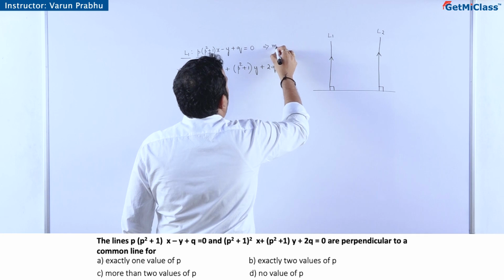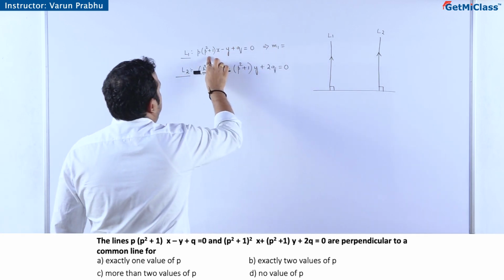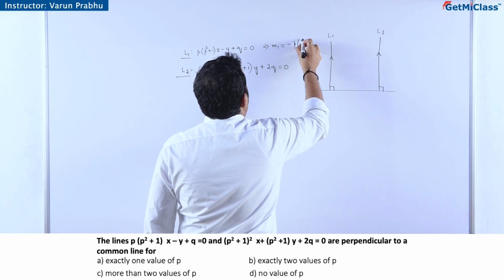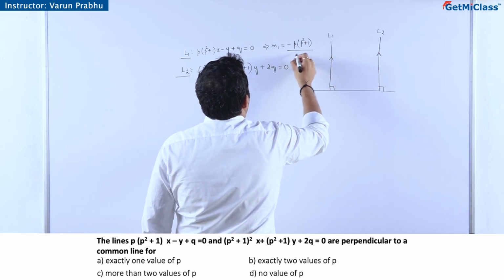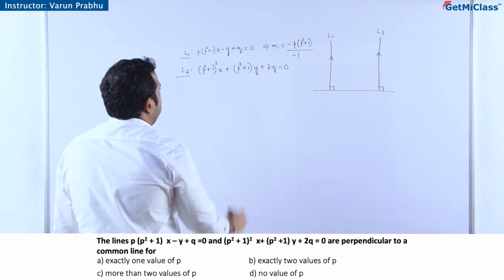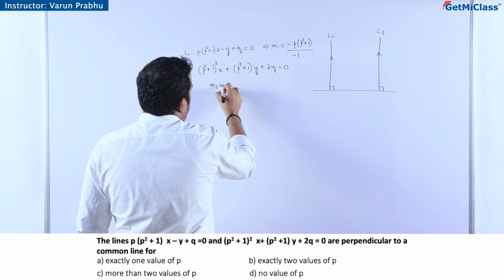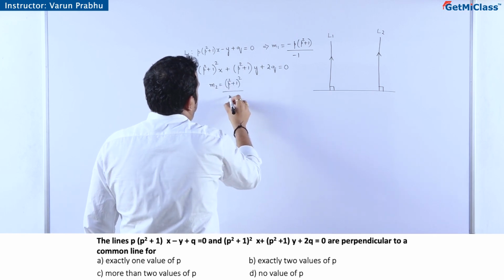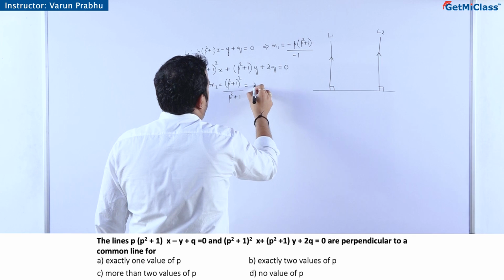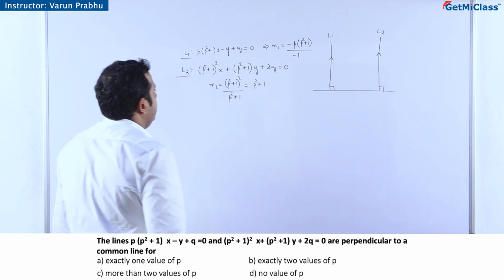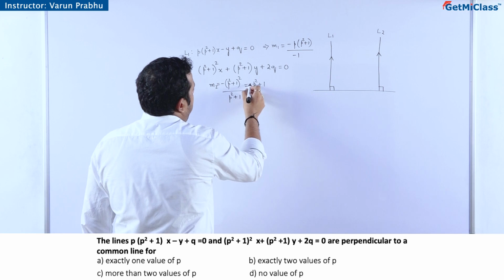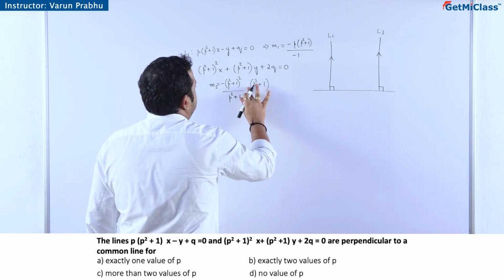The slope of the first line is minus a divided by b, so minus p into (p square plus 1) divided by minus 1. The slope of the second line is minus a by b, which is minus (p square plus 1) whole square divided by (p square plus 1), that is equal to minus (p square plus 1), correct or not?